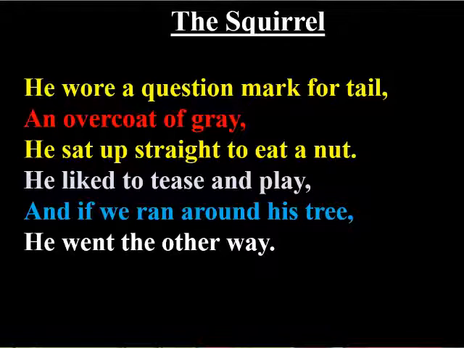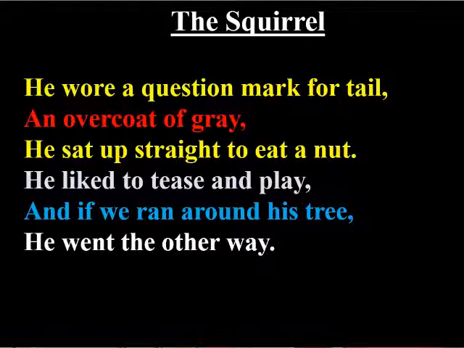Second line, an overcoat of grey. Here, overcoat is used for the outer skin of the squirrel. If you have seen the squirrel in real life, you might have noticed that the outer skin of the squirrel is very furry and of grey color, right? And also sometimes there are dark colored stripes on its fur.